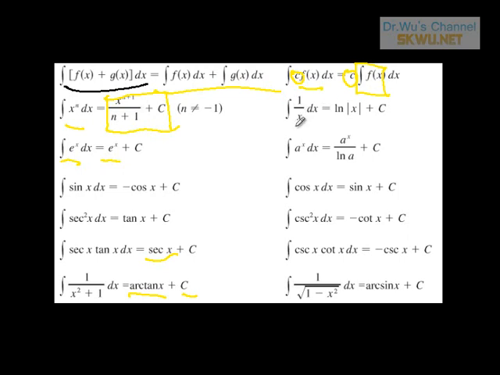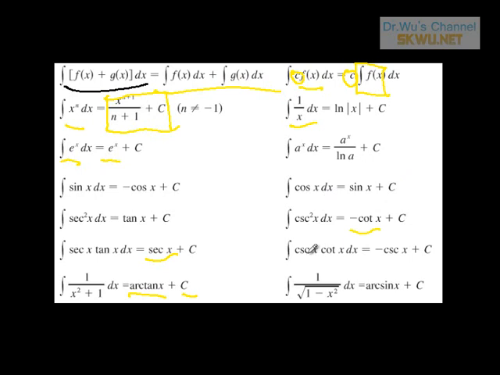When we have 1 over x and we integrate, we will have the natural log of the absolute value of x plus a constant. When we have a to the power x and we integrate, we will have a to the power x divided by natural log a, plus c. When we have cosine x dx and we integrate, we will get sine x. When we have cosecant squared x and we integrate it, we will have negative cotangent x.